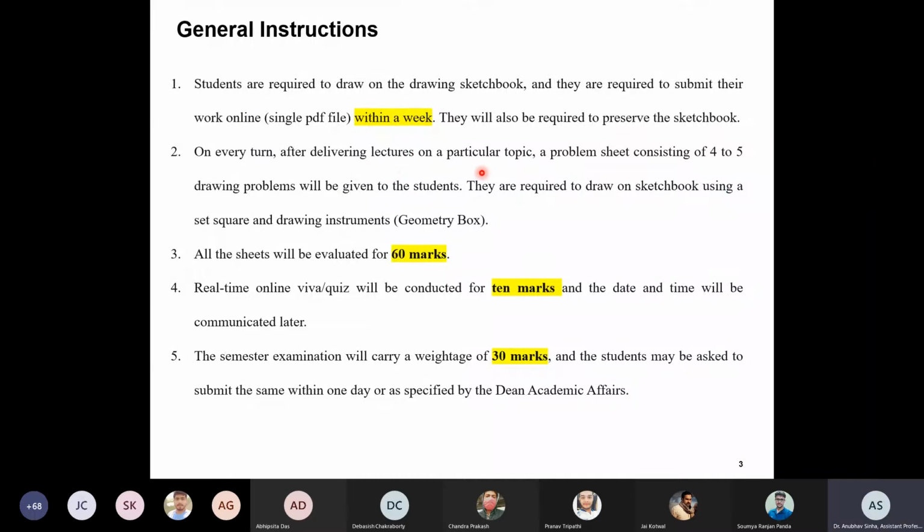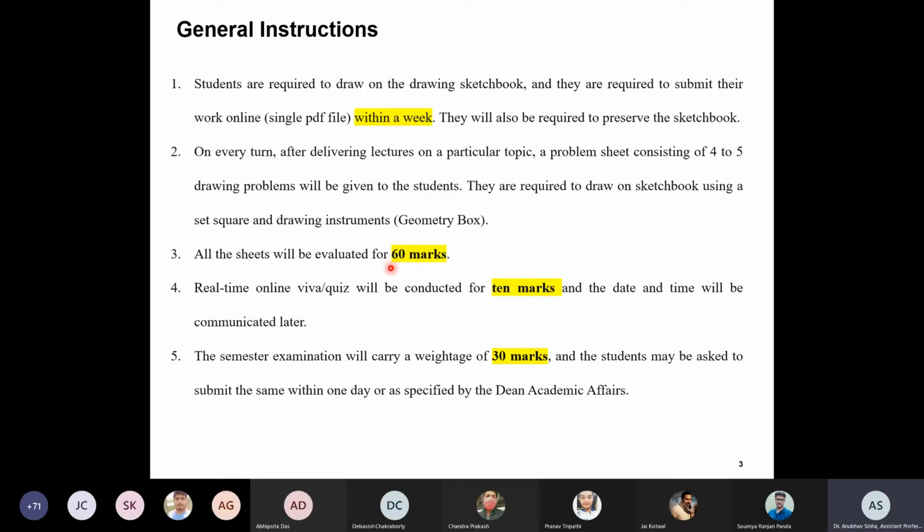Yeah, this is the problem sheet that I was talking about. You need to make it with a geometry box. You will get a compass, set square, and those standard instruments, and different types of pencils, as we will see as we go along.